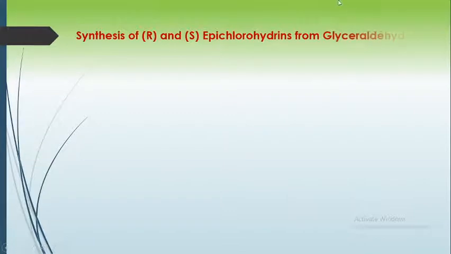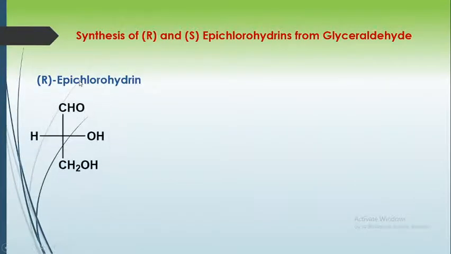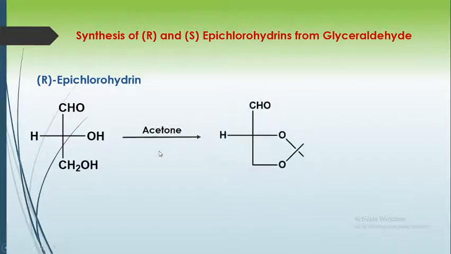Next, the synthesis of R and S-epichlorohydrin from glyceraldehyde. We can also synthesize R and S-epichlorohydrin with the starting material glyceraldehyde. So first, see the R-epichlorohydrin. This is the glyceraldehyde molecule. When it is reacted with acetone, there is a protection of this diol.